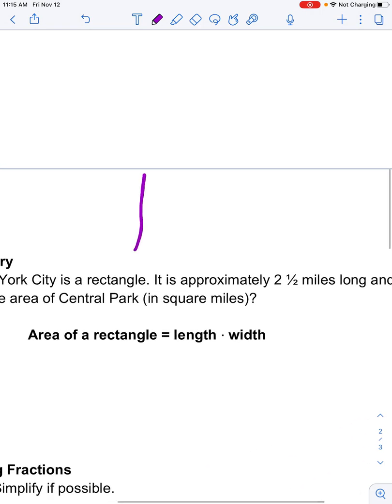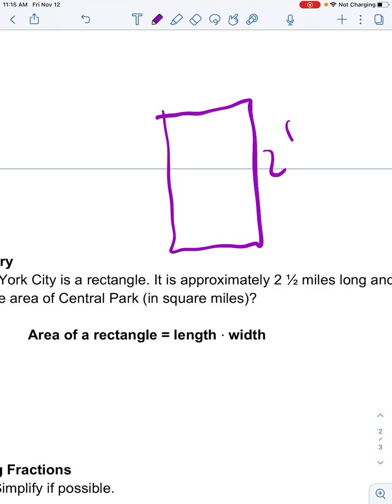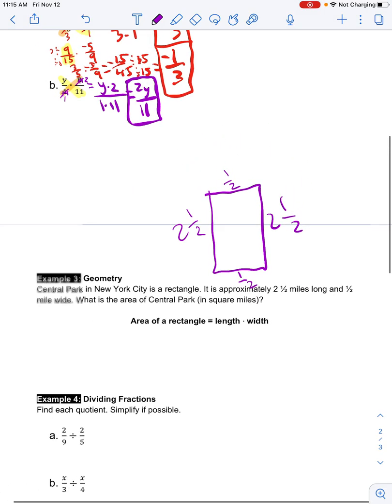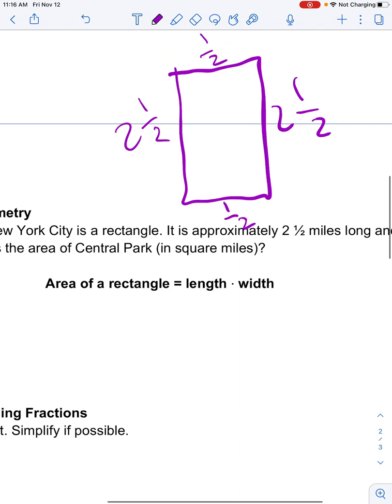Okay, Central Park is a rectangle. It is approximately 2.5 miles long and 1.5 miles wide. So if I draw something like this, 2.5 miles, 2.5 miles, 1.5, 1.5. What is the area of Central Park? Well, the area is length times width.